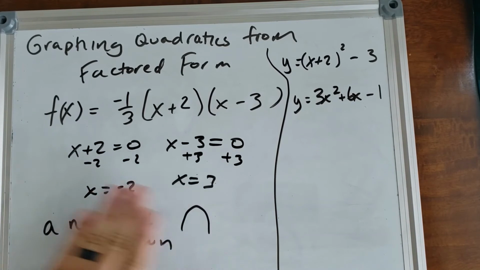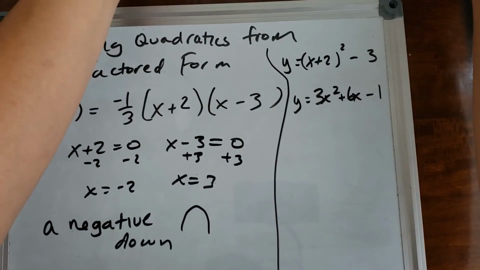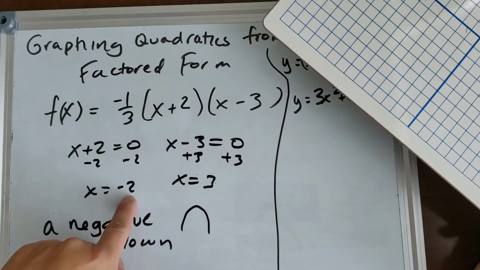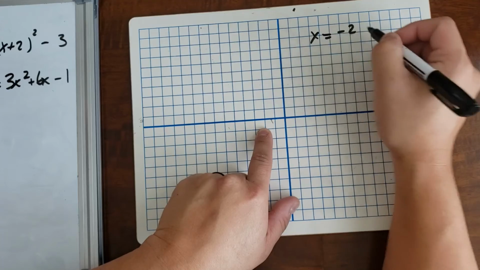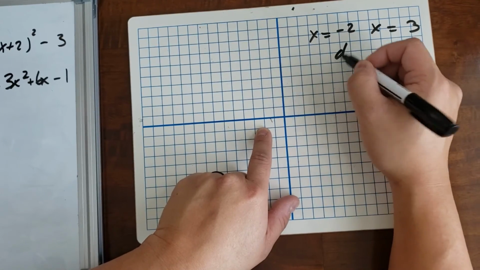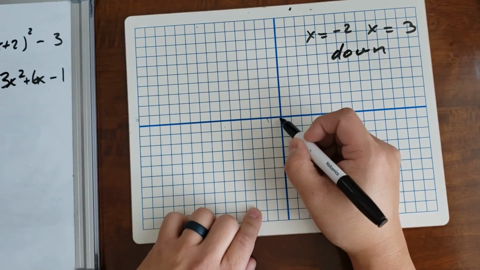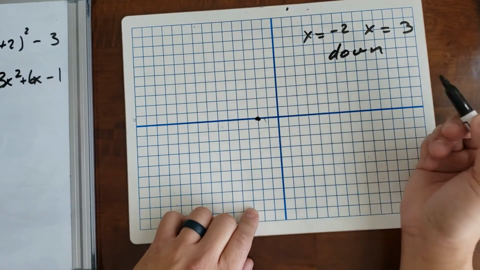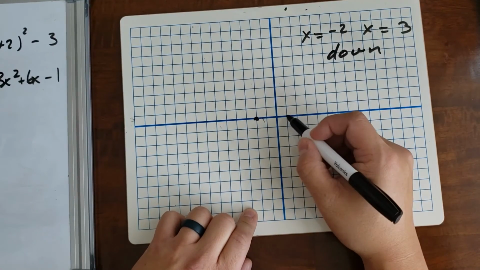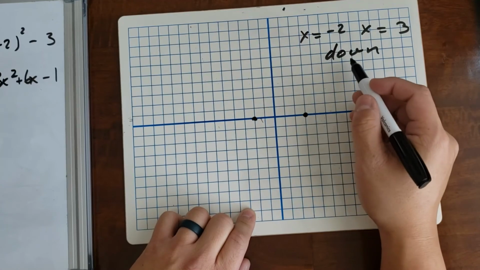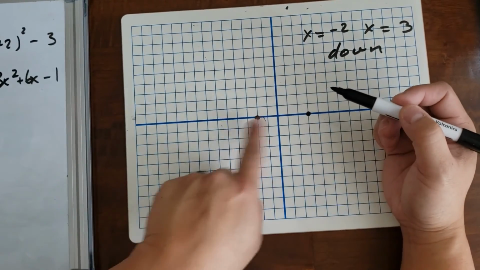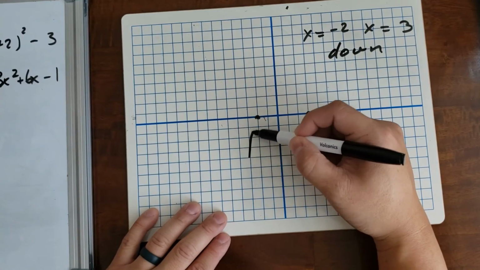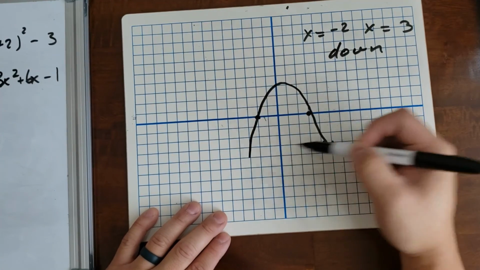So I'm going to use this information right here, and I'm going to sketch my graph. So I know x equals negative 2 and x equals 3. So what I'm going to do is graph those points. I know x equals negative 2, x equals 3, and this opens down. So x equals negative 2, I'm going to go to the left 2, draw my dot. I know my x equals 3, so I'm going to go 1, 2, 3, draw my dot here. And now I know it opens down, so it's going to open something like this. And I have to go through these 2 points. So all I'm going to do here is take this and just sketch it like this.